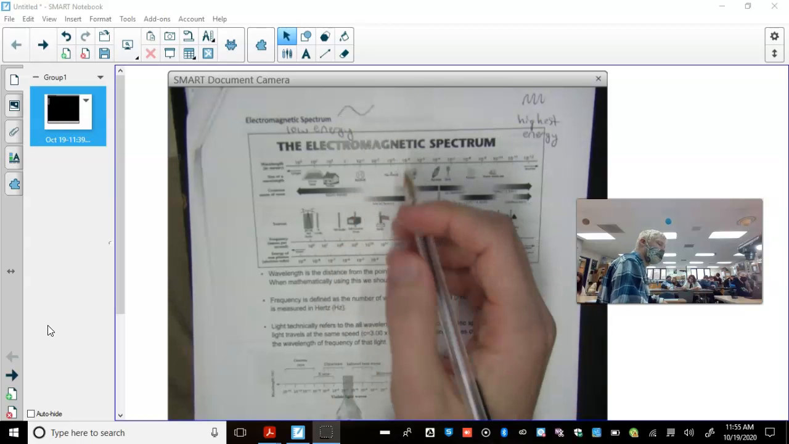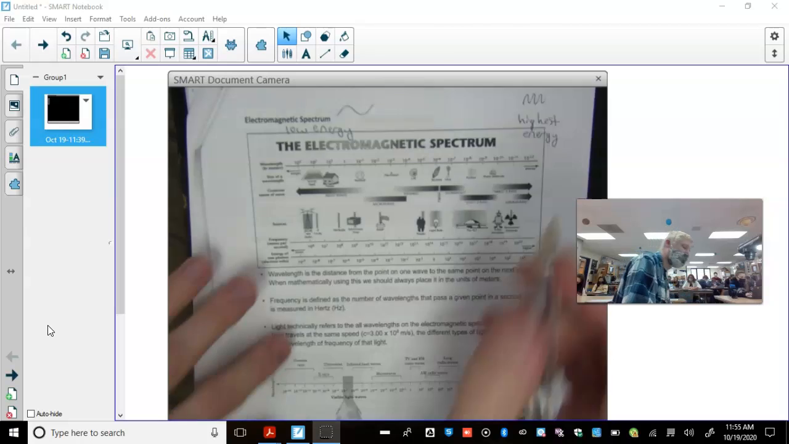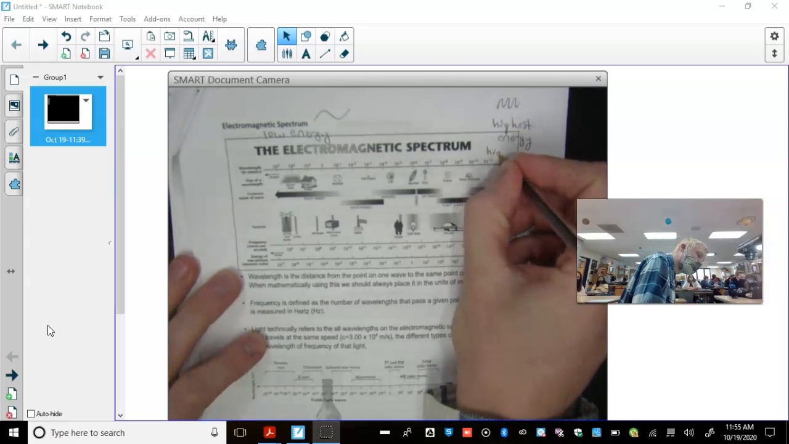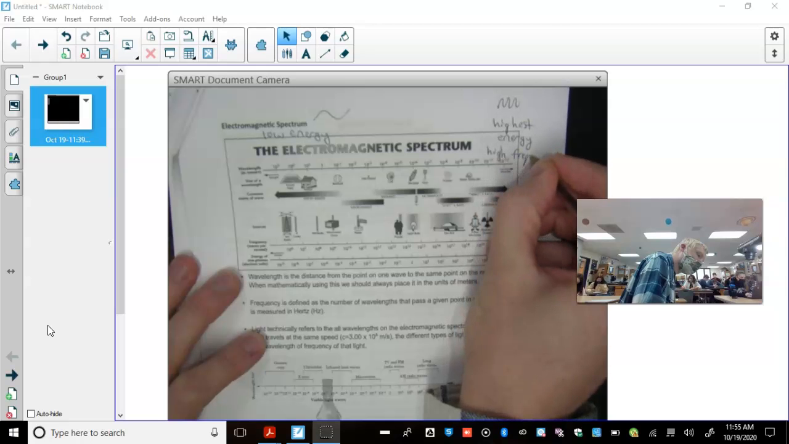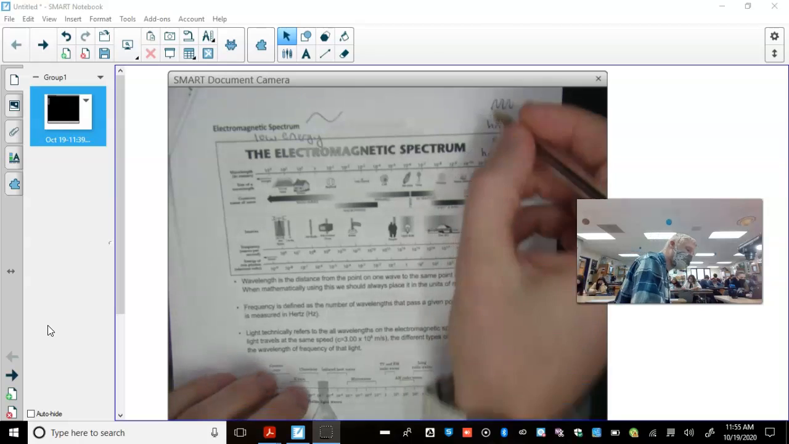And what do we notice about wavelength? The higher the energy, the higher the frequency, and the shorter the wavelength. You got it. So higher energy, high frequency. Does the wavelength get bigger? The wavelength gets shorter.